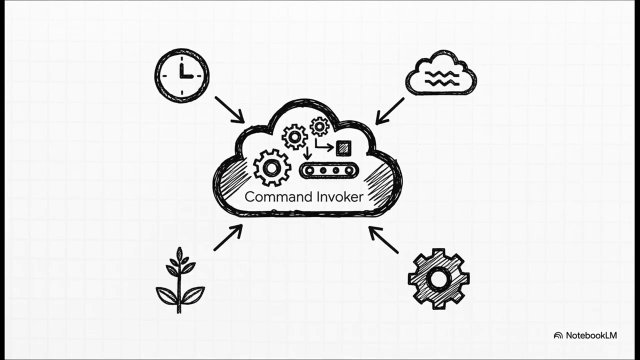And this isn't just some abstract theory. The biggest names in distributed task queues, we're talking systems like Temporal, Celery, and cloud services like AWS Simple Queue Service, are all fundamentally built on this pattern. At their very core, they are just incredibly sophisticated, massive-scale command invokers.